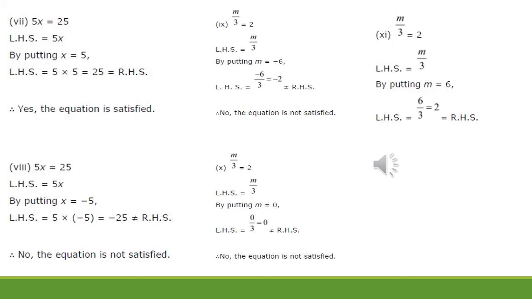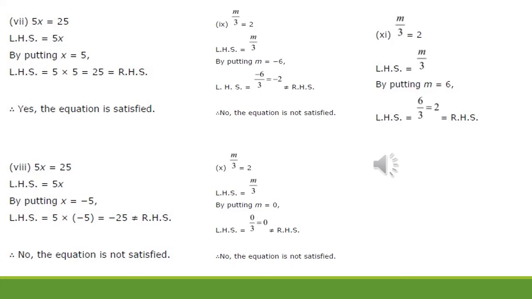Part 10 is m by 3 is equal to 2, but here m is equal to 0. 0 by 3 is equal to 0. We know that if the numerator of any fraction is 0, the value of that fraction will be 0. But here RHS is 2. So LHS is not equal to RHS and the equation is not satisfied.